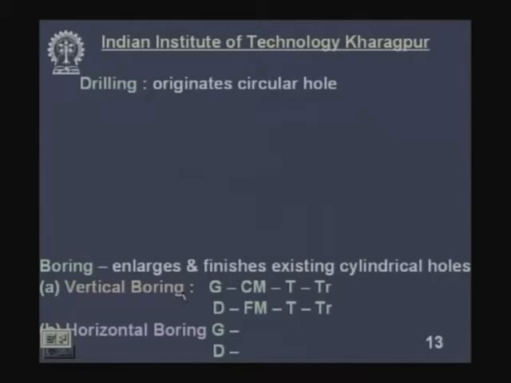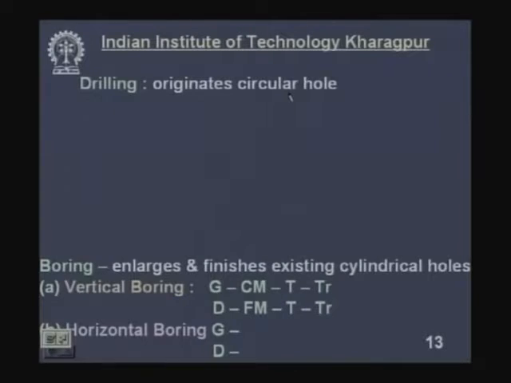Now, come to the drilling operation. In the drilling operation, what does drilling do? Drilling, or drills, produce a circular or straight cylindrical hole in a solid body in a machine tool called a drilling machine. So, it is a hole, and a hole means a cylindrical surface.